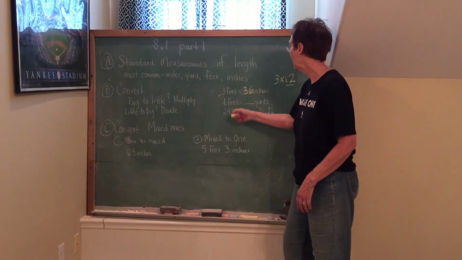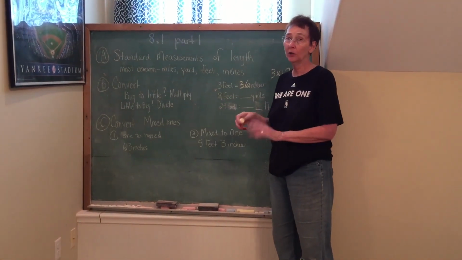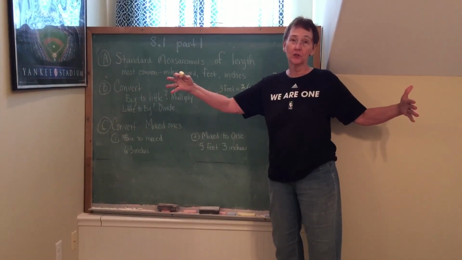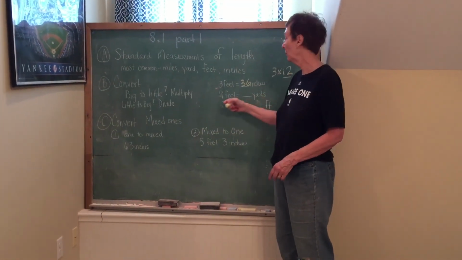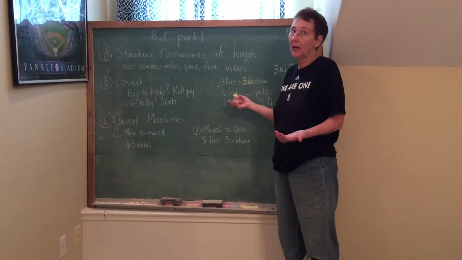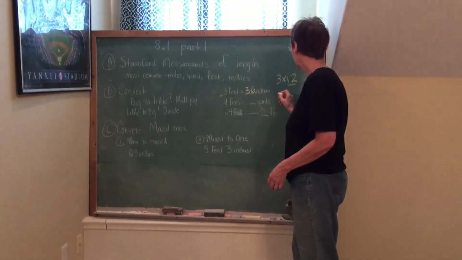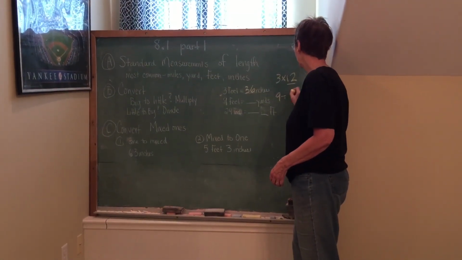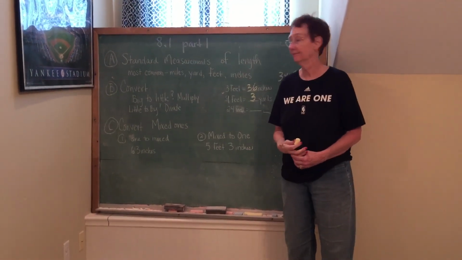Okay? If I'm going from feet to yards, well, a foot is smaller than a yard. Think of a yardstick. Okay? So in this case, I'm going to be dividing because I'm going from a smaller one to a larger one. Well, what am I dividing by? How many feet are in a yard? There's 3, so I'm going to take 9 and divide it by 3, and that's how I get that it's equal to 3 yards, okay?